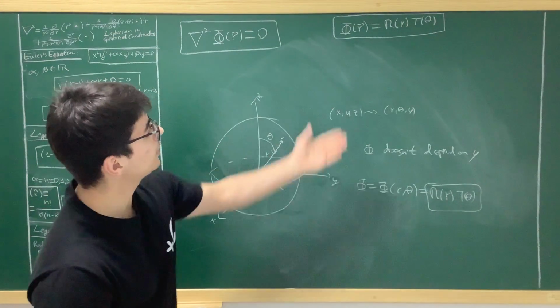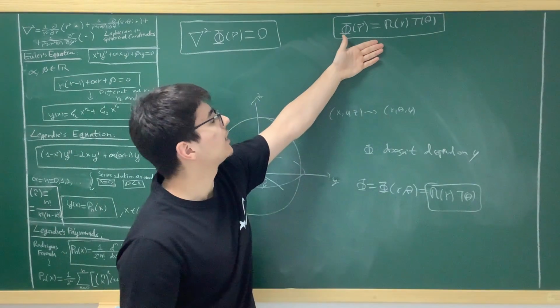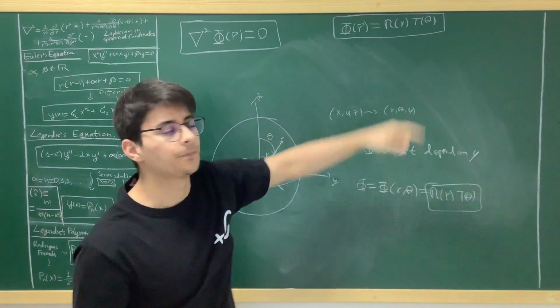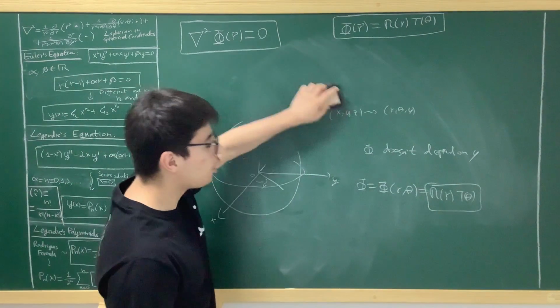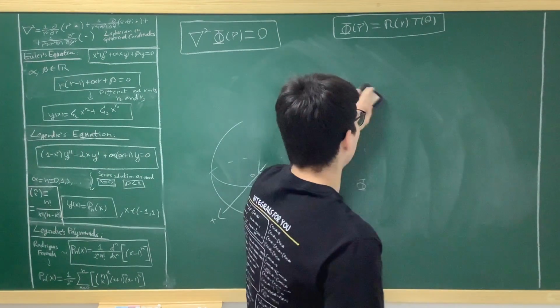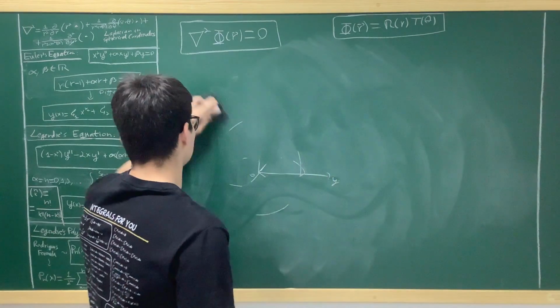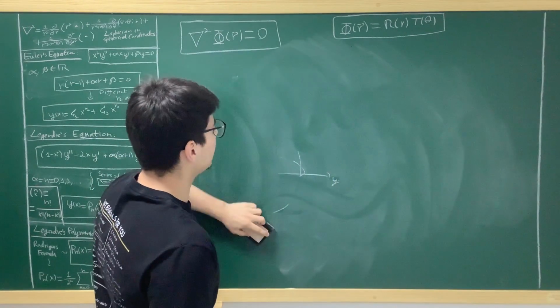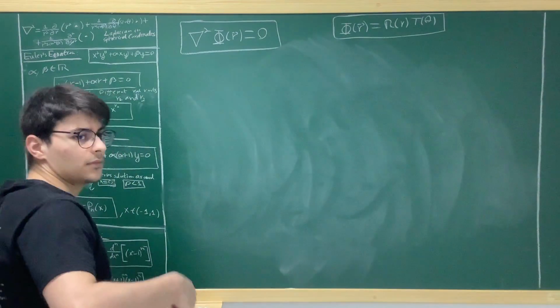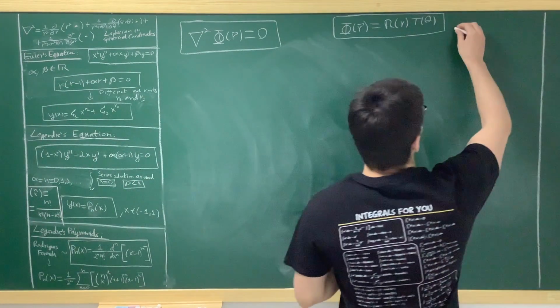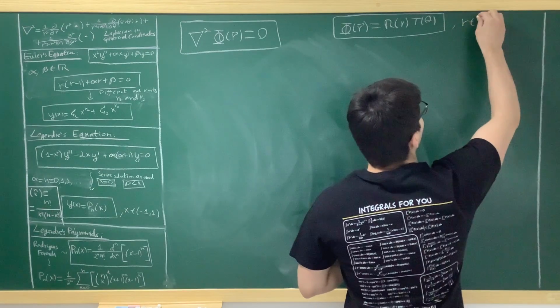So that's what we're going to do. We're going to propose or assume that we're looking for solutions of this form, okay? Where capital R is just a function that only depends on the radius, and theta is a function that only depends on theta.